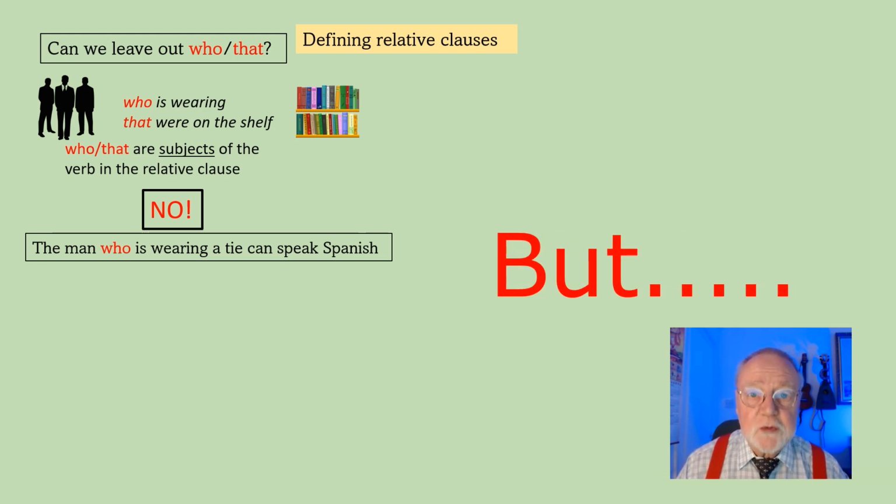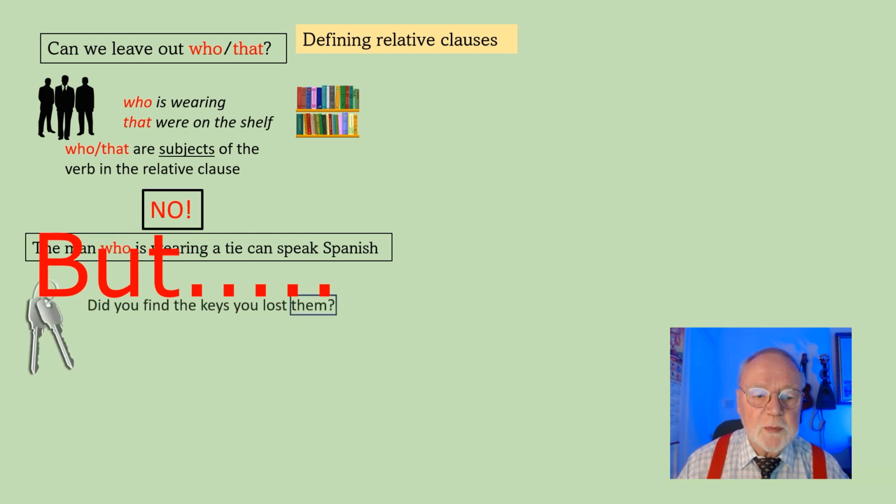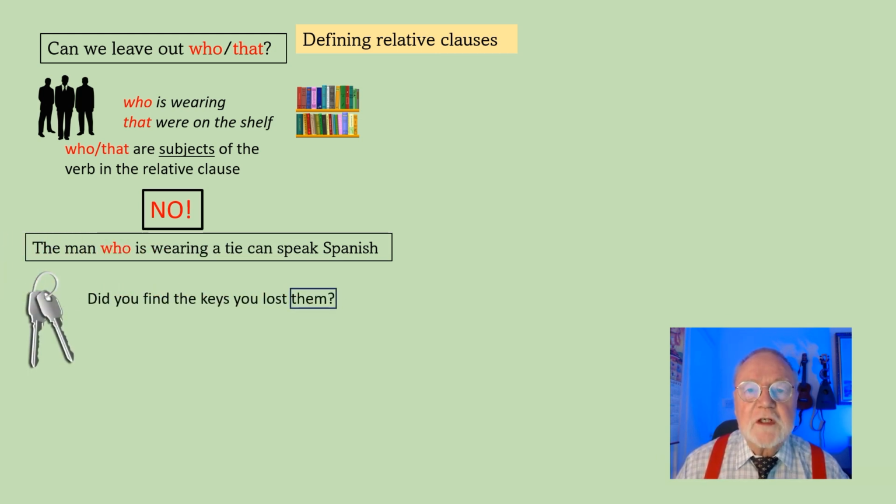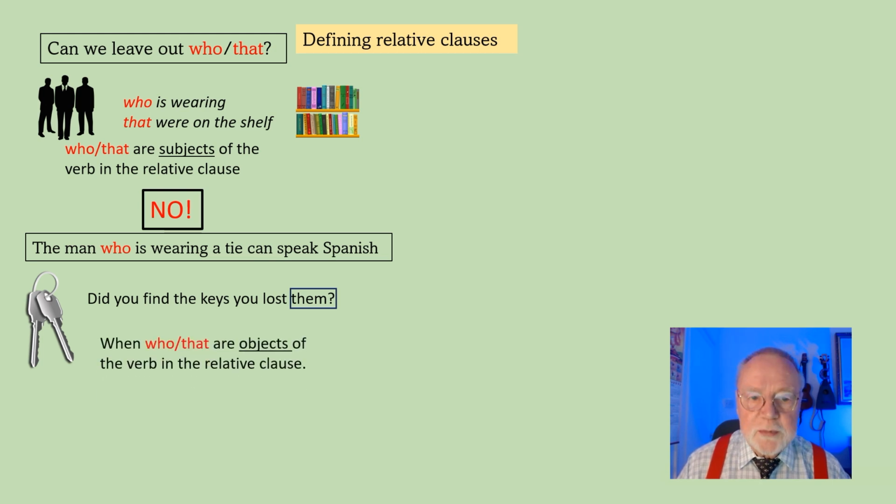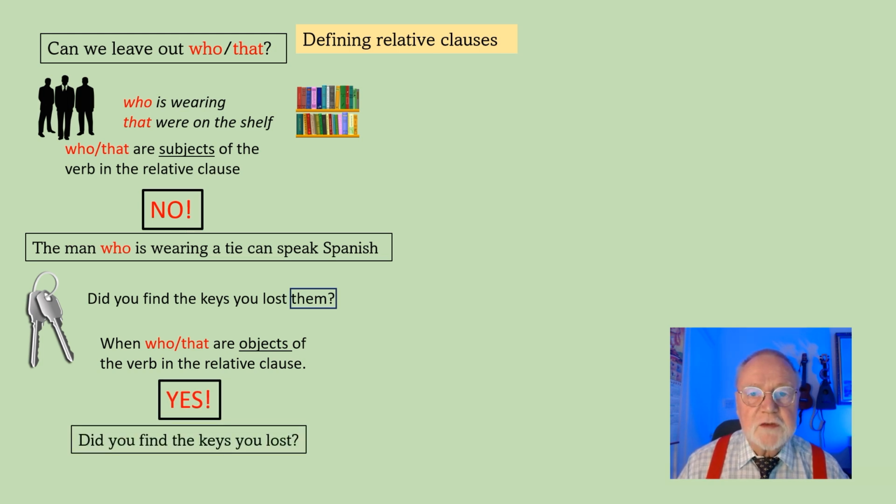But, and there's always a but, look at this example. Did you find the keys you lost? Them. Them is showing us that in this clause, keys is an object. When who or that are objects of the verb in the relative clause, you can omit them. Like this. Did you find the keys you lost? Who and that are not necessary here.